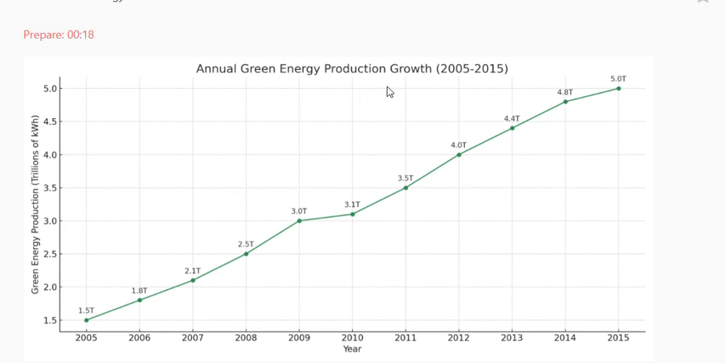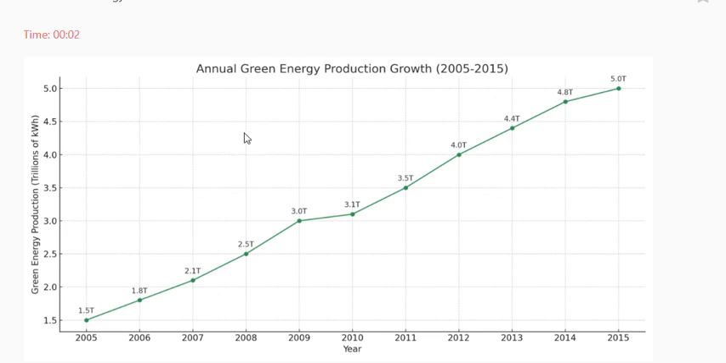Annual green energy production, 2005 to 2016. Green energy production in trillions of kilowatts. Highest.